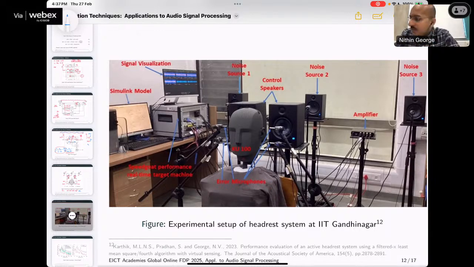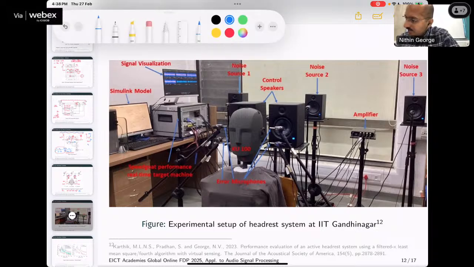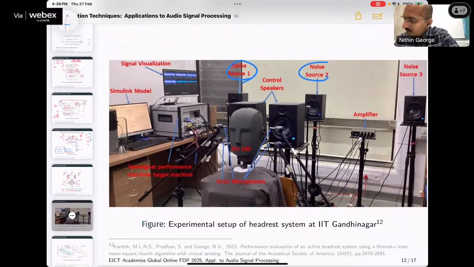So what is this setup? This is a physical implementation of the earlier diagram which I showed, where you can see I have this noise source 1, noise source 2, noise source 3. These are three loudspeakers which are producing maybe car noise. Then I have these control speakers. See, this is the control speaker, two speakers which are placed near the ear of this dummy.